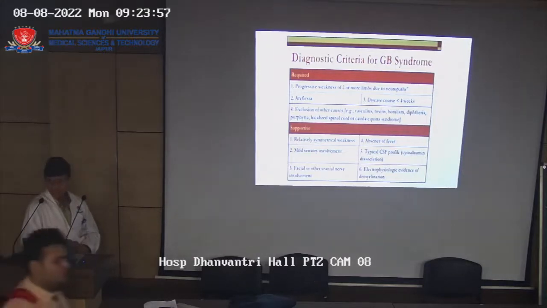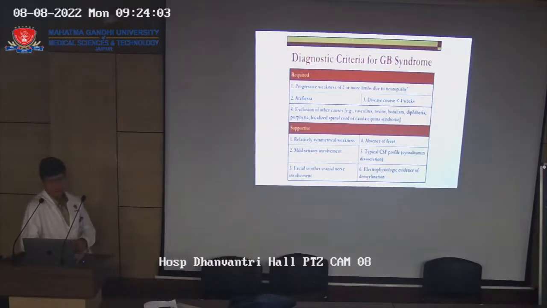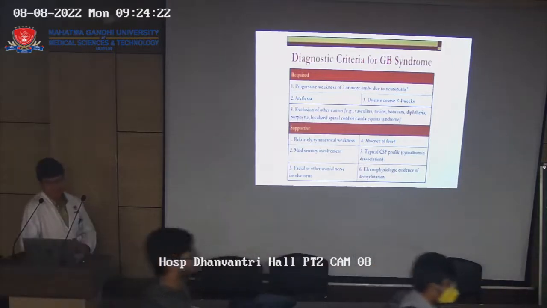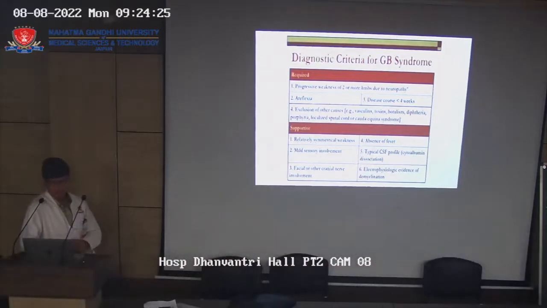Second is mild sensory involvement. It is not necessary that GBS presents to you only in the classical form. It may present in a variant form also, where the patient is having the motor form as well as the sensory form also. So, mild sensory involvement. Third is facial or other cranial nerve involvement. You may get involvement of the facial nerve or the oculomotor nerve. Then, absence of fever, because fever excludes GBS. If the patient is having fever, you should think of other causes like transverse myelitis.